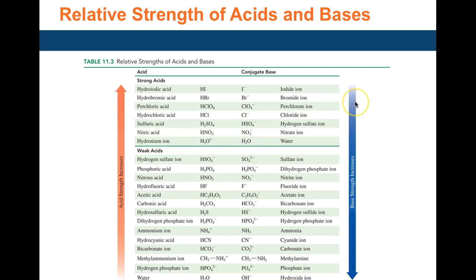If you follow the blue arrow, you will see that the base strength is increasing in the opposite direction, all right? So the strongest acid has the weakest conjugate base, okay? The weakest acid, which is water, has the strongest conjugate base, which is OH minus, all right? So they are in opposite direction. Now, among the weak acids, you can see you have the bisulfate or the hydrogen sulfate ion, which is weak, followed by phosphoric acid. This list is useful as we will see a little bit later on, okay?